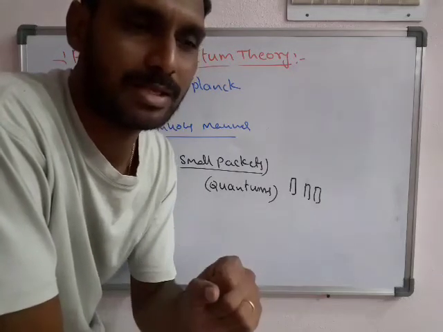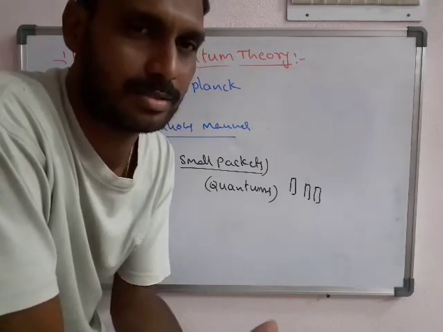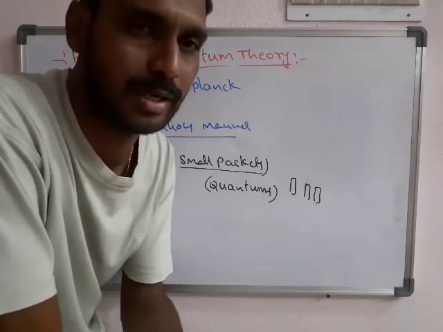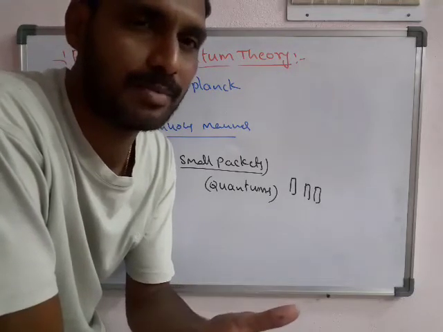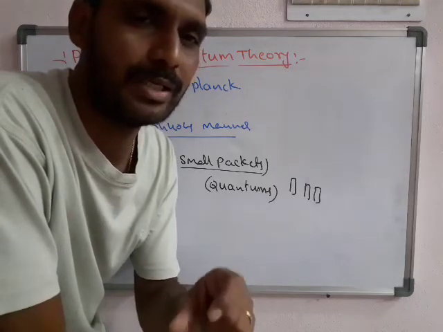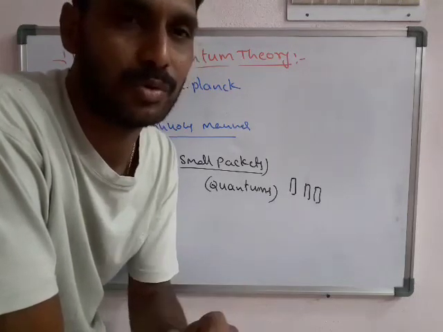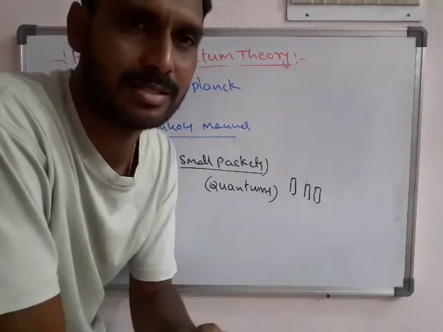The small packets or energy packets are called quantums or quantas. Some books give quantas or quantums. The released quantums have a fixed amount of energy, but all do not have the same amount of energy. Some quantas have more energy, some have less energy.